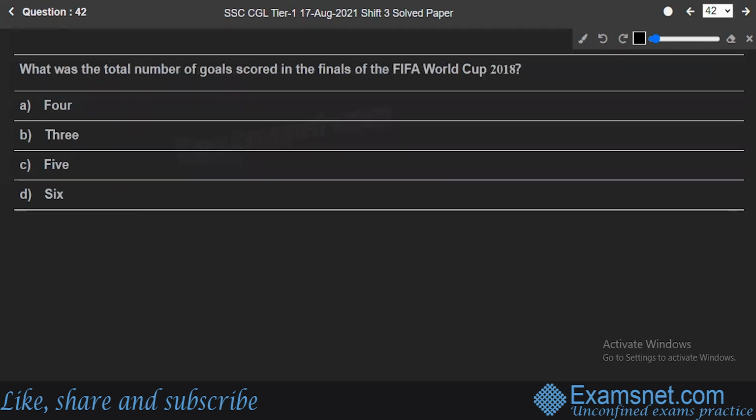Next, question number 42. What was the total number of goals scored in the final of the FIFA World Cup 2018? Was it 4, 3, 5, or 6? Well, a total of six goals were scored in the final of the FIFA World Cup 2018, in which France scored four and Croatia scored two. France became the sixth country to win the World Cup more than once. The final was the highest scoring since 1966. So, the answer to our question is option C, 6.